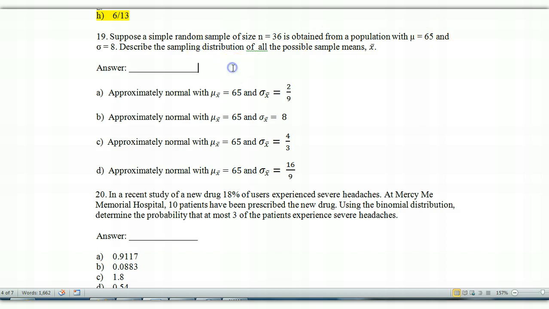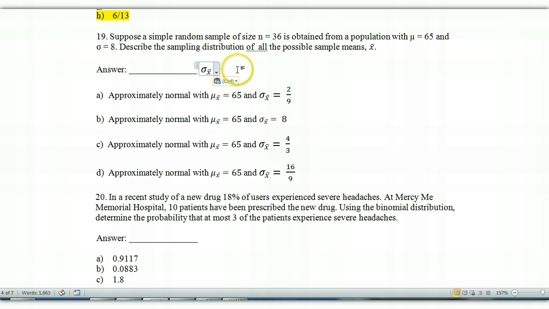But the standard deviation of the sample means is equal to the standard deviation from the population, which is in this case 8, divided by the square root of the sample size n. So in this case that would be 8 divided by the square root of 36. Square root of 36 is 6, so that's 8/6, which reduces to 4/3. So that's our answer.